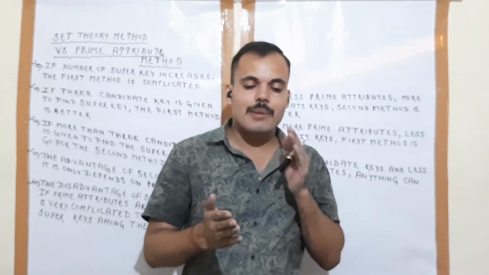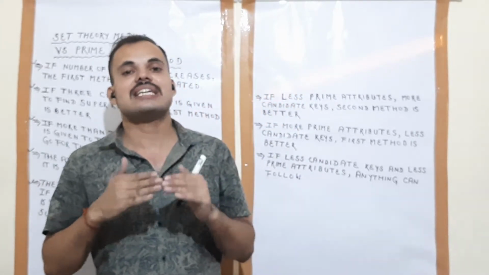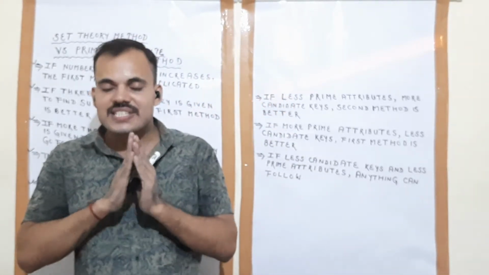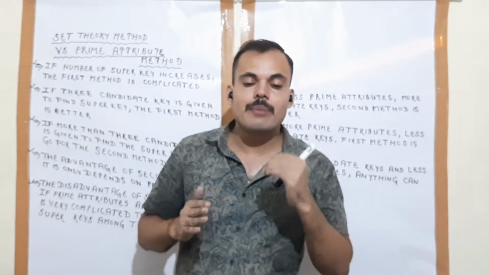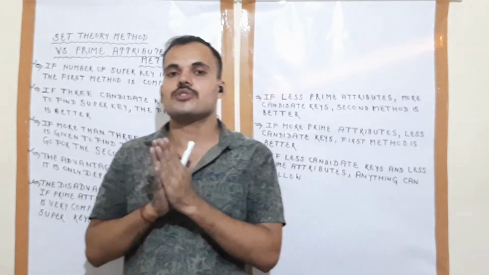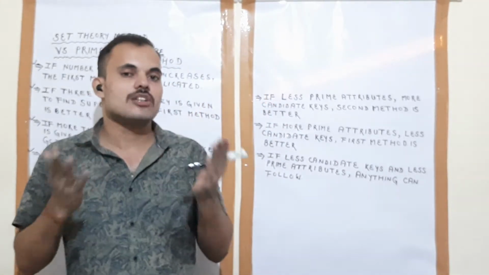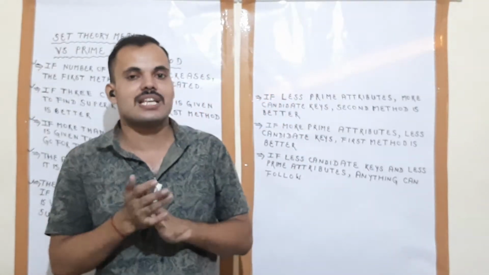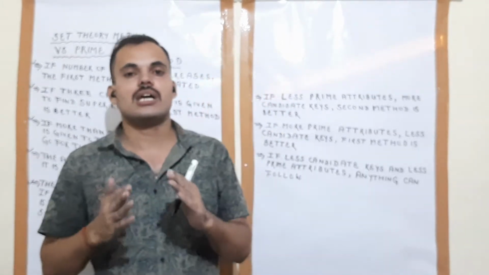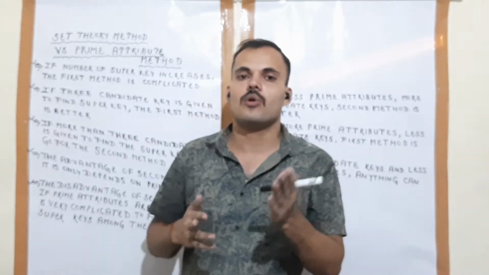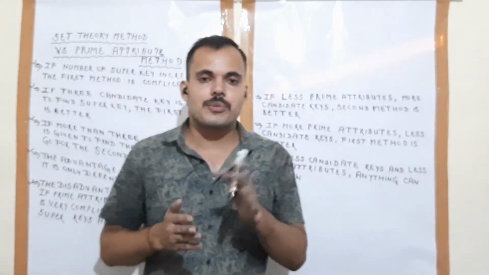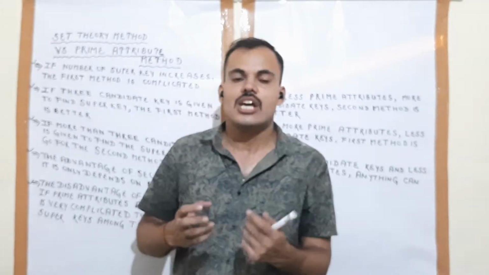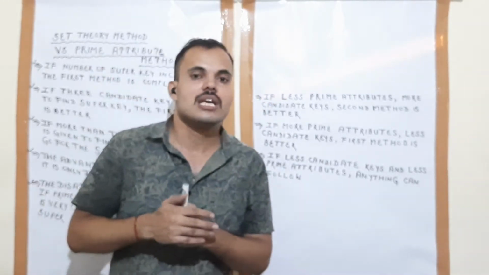So if the number of prime attributes are less and the number of candidate keys are more, then it is better to go with the second method, that is the prime attribute method. Why is the prime attribute method better and set theory method not better? Set theory method is not better because the number of candidate keys are more, that is the number of sets are more. So to solve a problem using set theory method in which the number of sets are more is complicated, but the number of prime attributes are less, so finding the number of super keys among prime attributes of the relation R is easy. So prime attribute method is better for this type of problems.